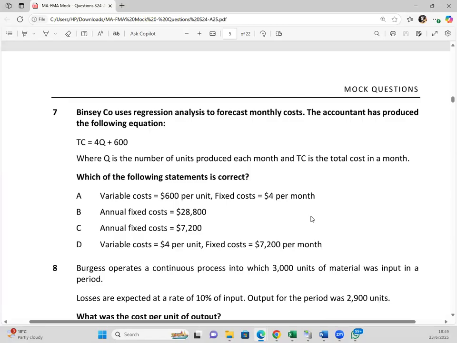Bensley Company uses regression analysis to forecast monthly costs. The accountant has produced the following equation, where Q is the number of units produced each month, and TC is the total cost in a month. Which of the following statements is correct?